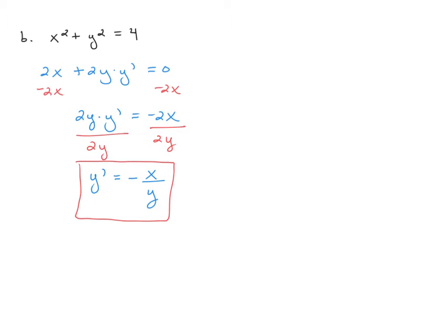Another way, probably a longer way to do this, is to solve this equation for y and take the derivative of that thing. So here, we're going to first solve for y. When we do that, we get that y squared is equal to 4 minus x squared. You then have to take the square root of both sides.